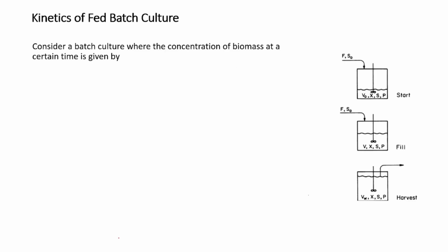So let us see the kinetics of fed batch culture. Consider a batch culture where the concentration of biomass at a certain time is given by this expression: X = X naught + Y X/S (S naught - S), where X is the final biomass concentration, X naught is the initial biomass concentration which you give at the start of the process, Y X/S is the yield coefficient of the biomass with respect to the substrate, S naught is the initial substrate concentration, and S is the final substrate concentration after a time say t.